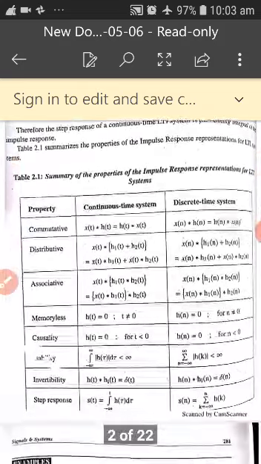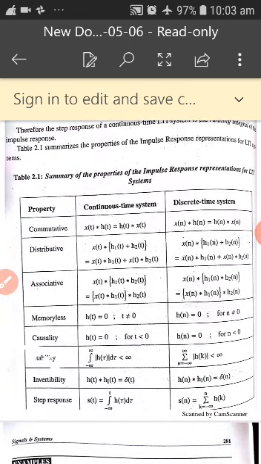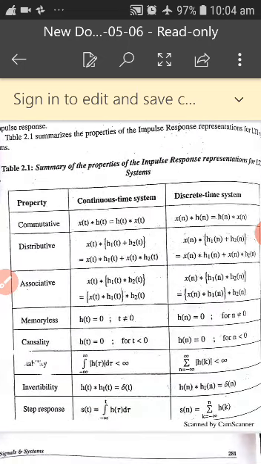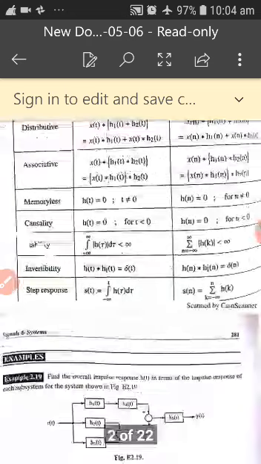Next you can see this. All the formulas and all the properties are summarized in this particular table. If you remember this table, sometimes they may ask you to derive the properties, or directly they may ask you the problems. So there are chances of either derivation or problems in this chapter, that is module 3, impulse response of an LTI system.